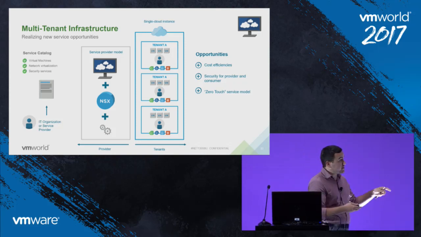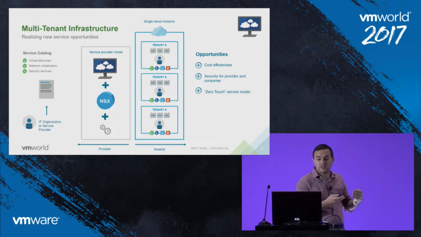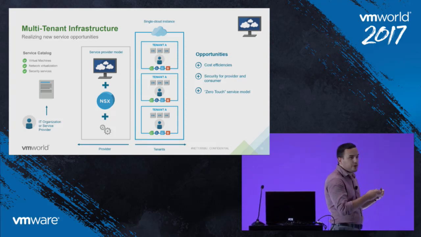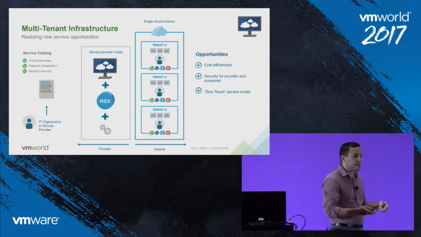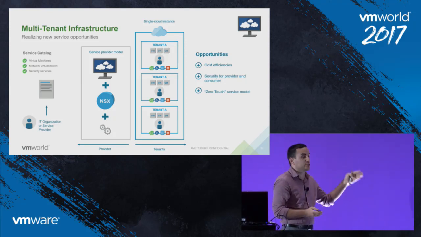Even though the IT team is now dealing with a single pane of glass here, a single set of hardware, a single cloud instance, it still appears to each tenant as though they're running on their own cloud instance and on their own dedicated set of hardware. This is the benefit of network segmentation put into action right here.